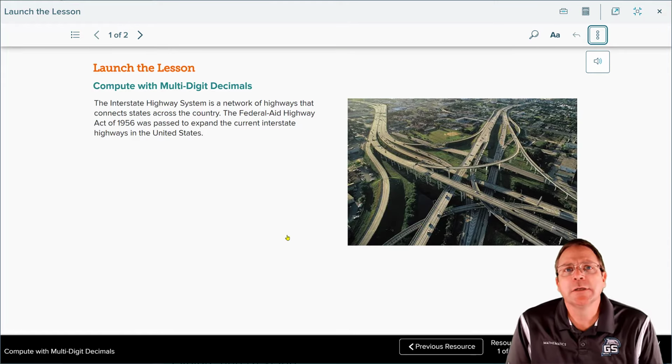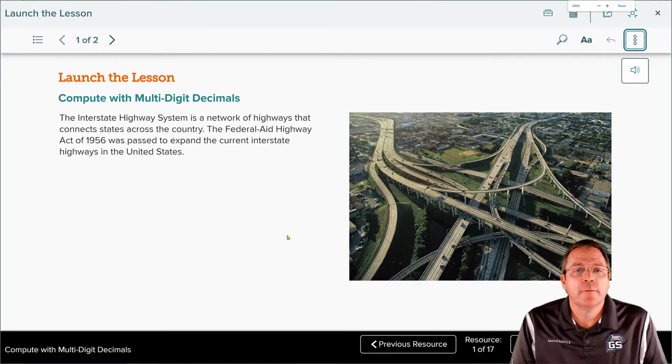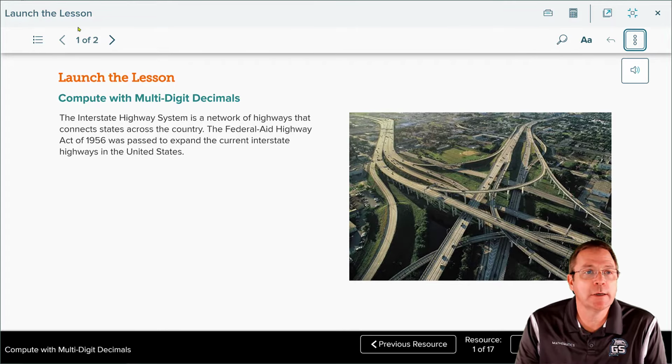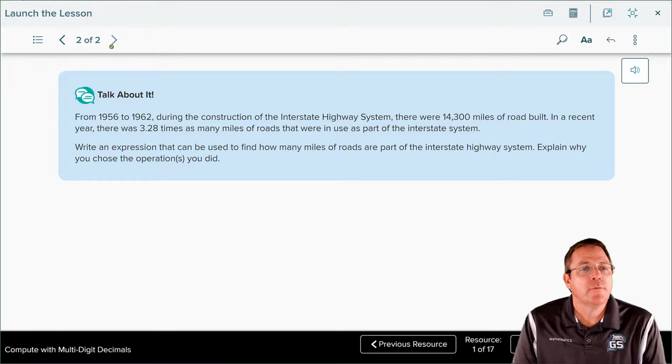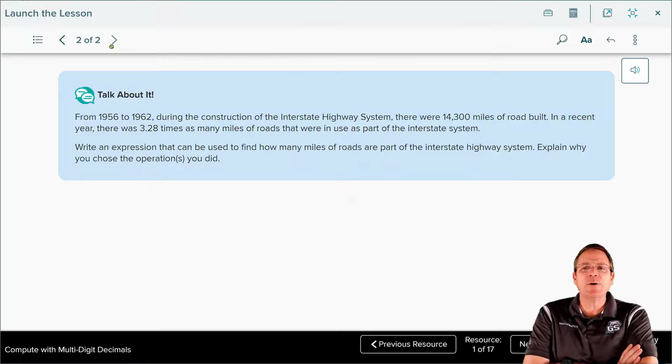The interstate highway system is a network of highways that connect states across the country. The Federal Aid Highway Act of 1956 was passed to expand the current interstate highways in the United States. From 1956 to 1962, during the construction of the interstate highway system, there were about 14,300 miles of roads built. In a recent year, there were 3.28 times as many roads in use in that part of the interstate system.